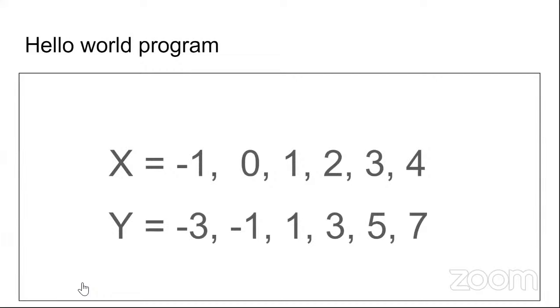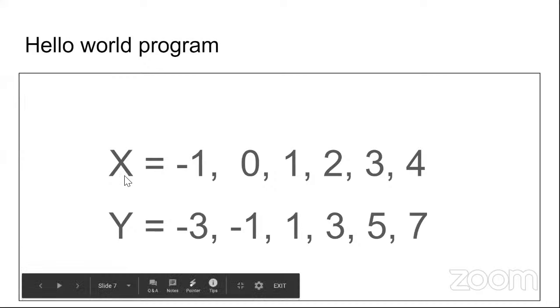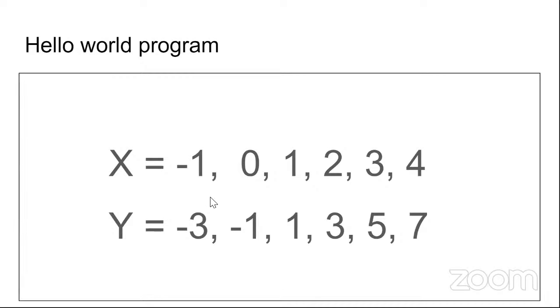So this is an image I'm showing to you. There is some value of X and there is some value of Y. I need you to tell me what pattern you can see here. I need the relationship between Y and X. Meaning, what is Y in terms of X? That is the hint I will be giving you. You can unmute yourself and answer me. There is some pattern you can see between X and Y.